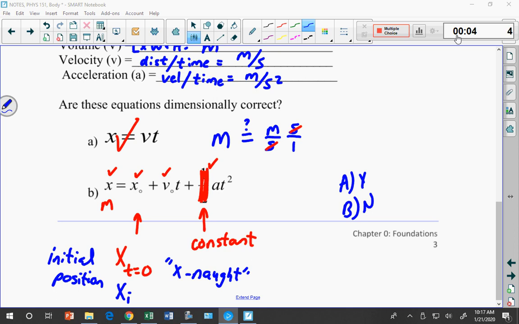We've already done this. You know the dimensions of that little thing. So you really just have to look at that last one. Please note that T is squared and A is in units of meters per second squared. A is the acceleration.